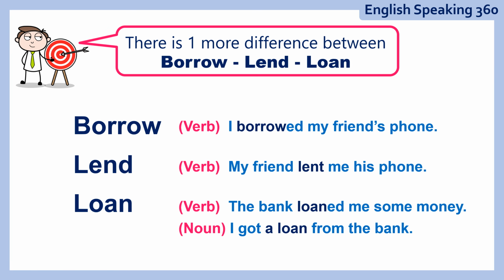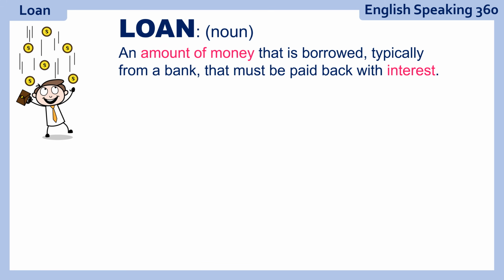I got a loan from the bank. Now, a loan as a noun is an amount of money that is borrowed. It's the actual money. That is the loan. And it's, of course, typically from a bank, and it must be paid back with interest. So here are some examples of how you can use loan as a noun.